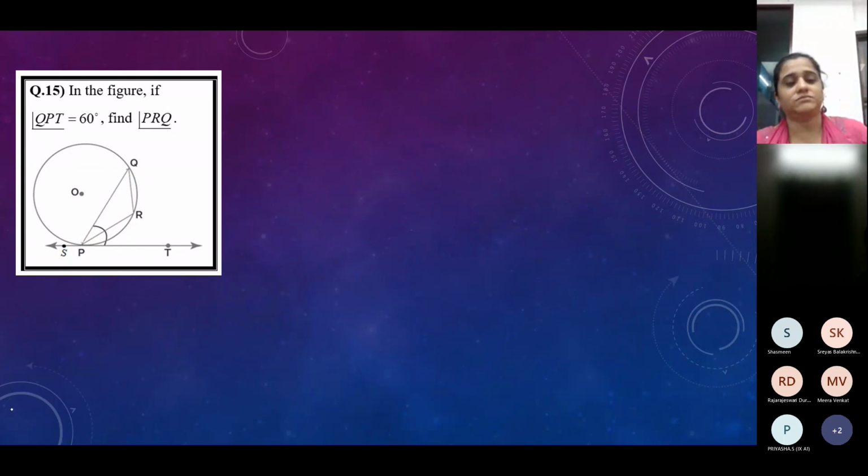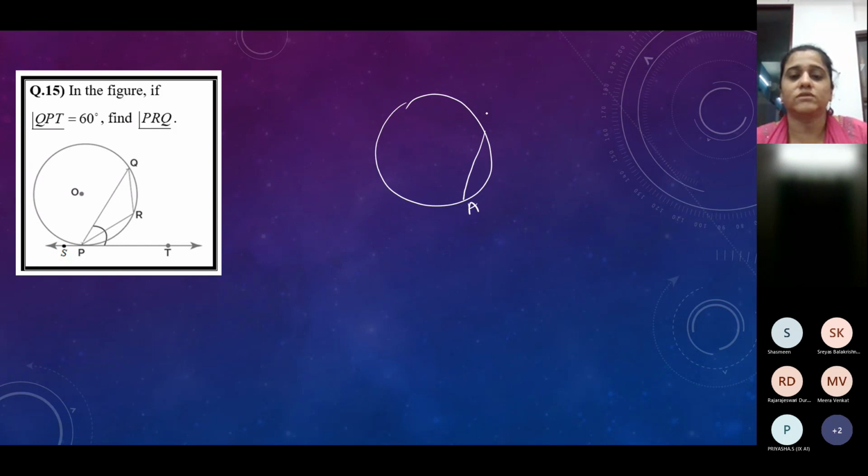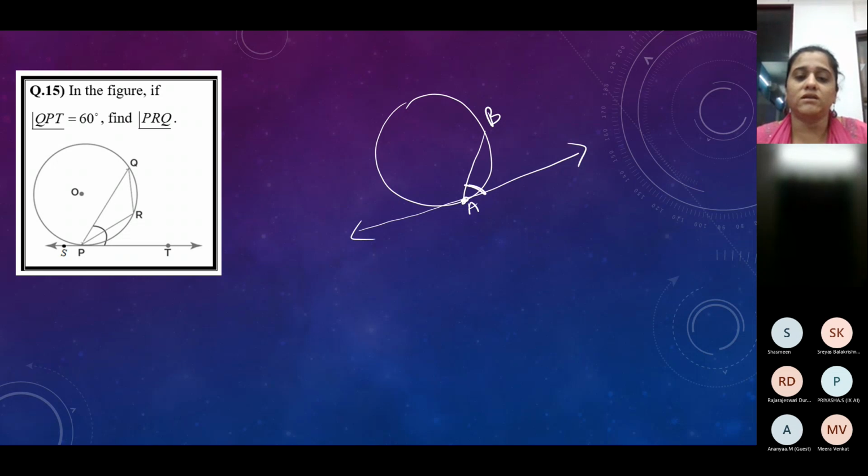See here. Circle, chord, one endpoint of the chord, tangent through that point, angle between the chord and the tangent. And this segment is the minor segment.